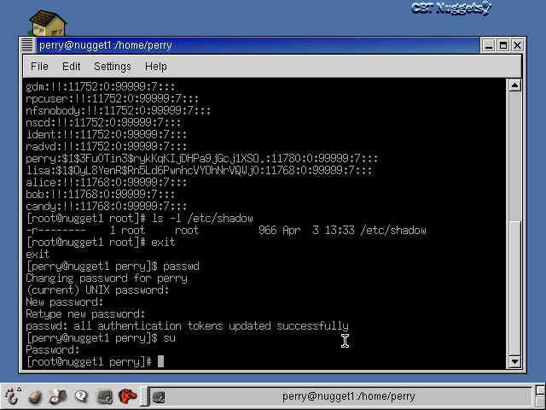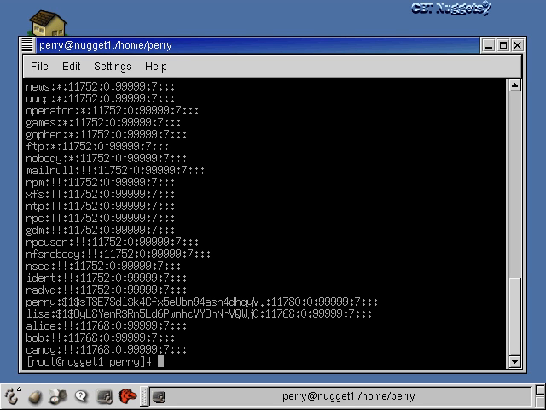Okay, so now I'm the root user again, and what I want to do is look at the etc shadow file again. Remember, the first few characters of Perry's encrypted password were 3FU0T. Okay, now I want to look at the etc shadow file again. Now if you look at Perry's password, the first few letters are ST8E7.